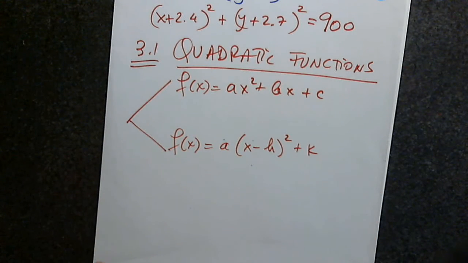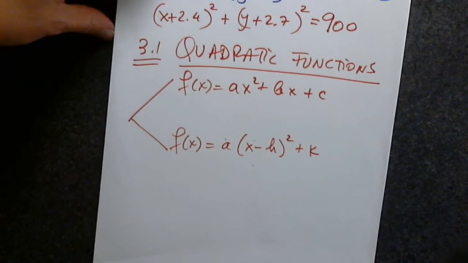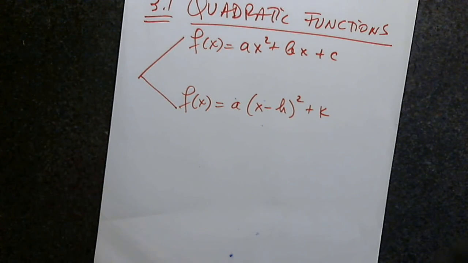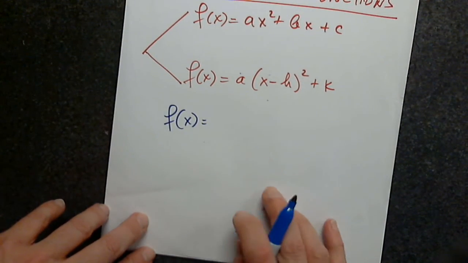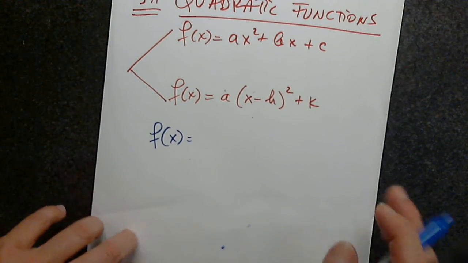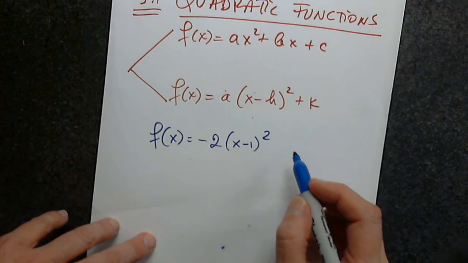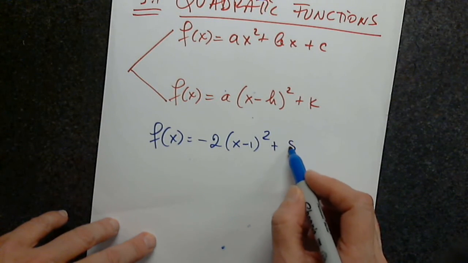Exactly what Ben said. We have absolutely no secrets here because we use transformation. So I'm going to start with this because it will take us a shorter time than with that. So let's suppose I'm given a quadratic function that is negative 2 times x minus 1 squared, let's say plus 8.